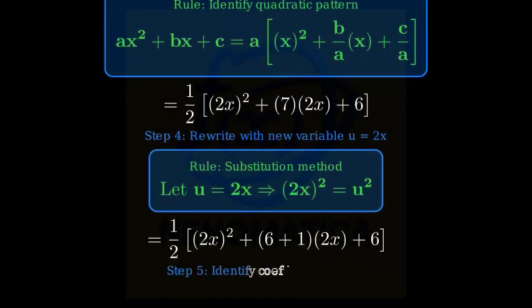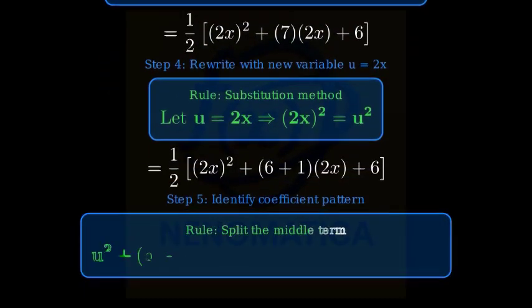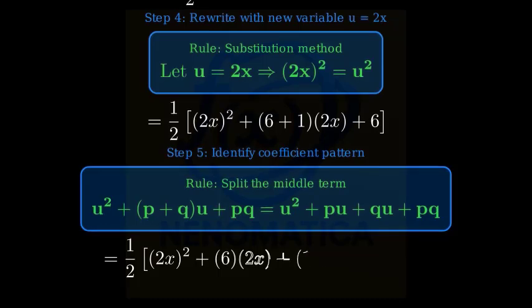The next step is very important. We need to identify that 7 can be written as 6 plus 1. We're doing this because we're looking for a pattern of the form a squared plus b times a plus c, where b and c have a special relationship that allows us to factor. Specifically, we're looking for the pattern where the middle coefficient can be split in a way that helps us factor.